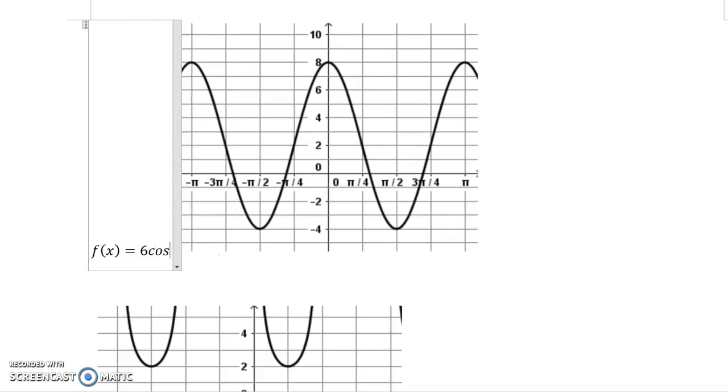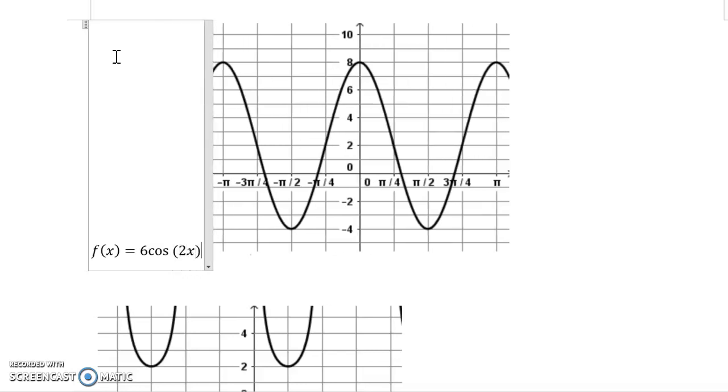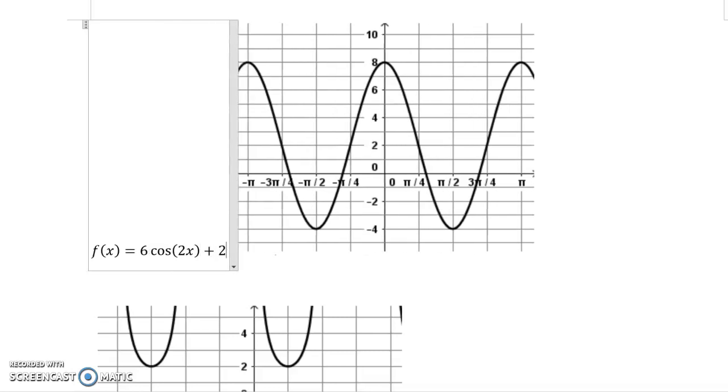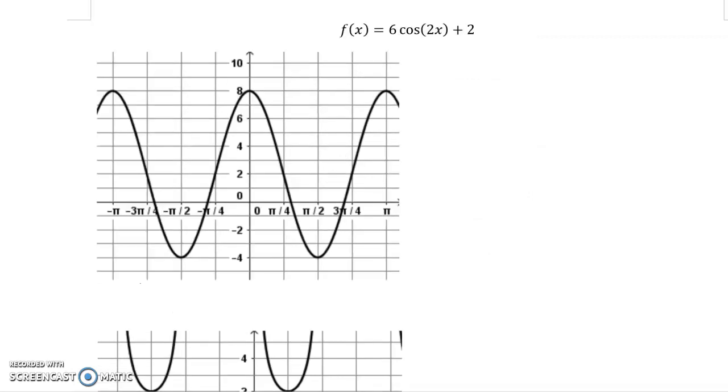We said that the period is actually half of the original period. Original period being 2 pi, the period right now is only pi. So that means this is cosine of 2x. And there is a vertical shift up 2, so we need to add that 2. Okay, so that's how you would write a function if you were thinking of this as a cosine function.